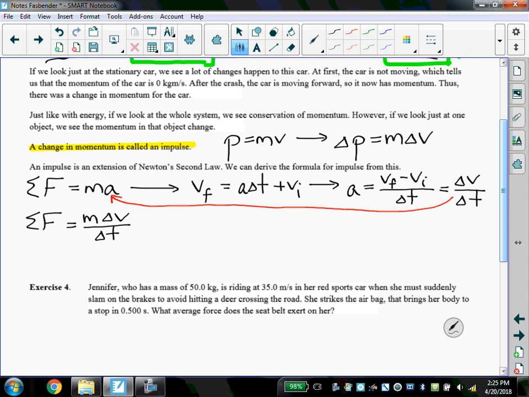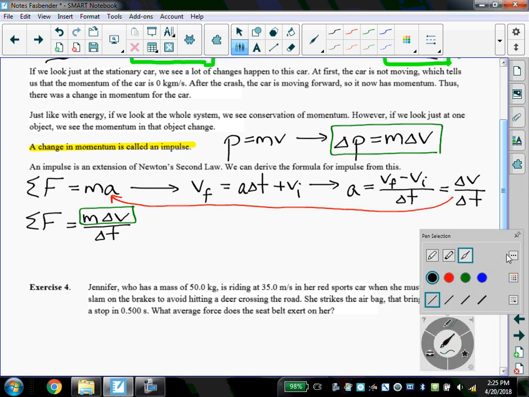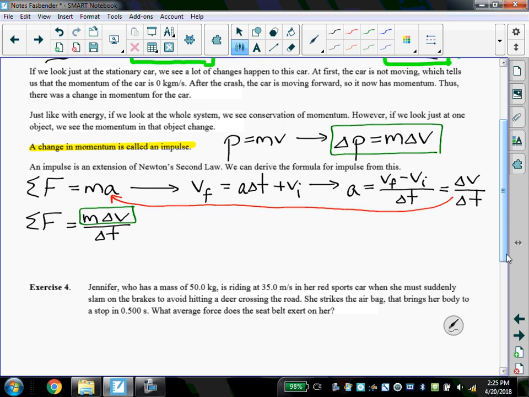And we see in there something that looks oh so familiar, don't we? It's that mass times change in velocity. We just saw that. We know that mass times change in velocity is the same thing as a change in momentum. So, to get that all by itself, let's multiply the delta t to the other side, and we end up seeing that net force multiplied by change in time is equal to mass times change in velocity. And this is called the impulse momentum theorem.